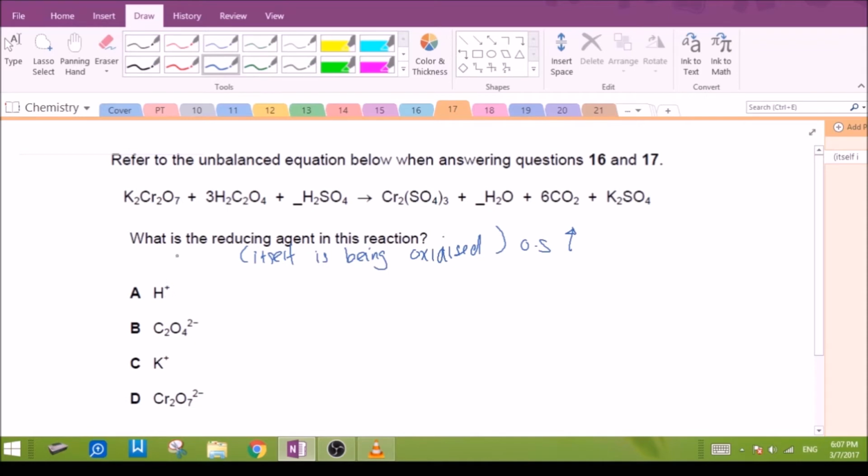H plus, option A. H plus, the oxidation number is +1. We do not multiply by 2 here, we are talking about each individual H plus. So it's +1 here. Let's compare to the hydrogen on the other side. The oxidation number of each hydrogen here is also +1. So it is neither a reducing nor oxidizing agent. There's no change.